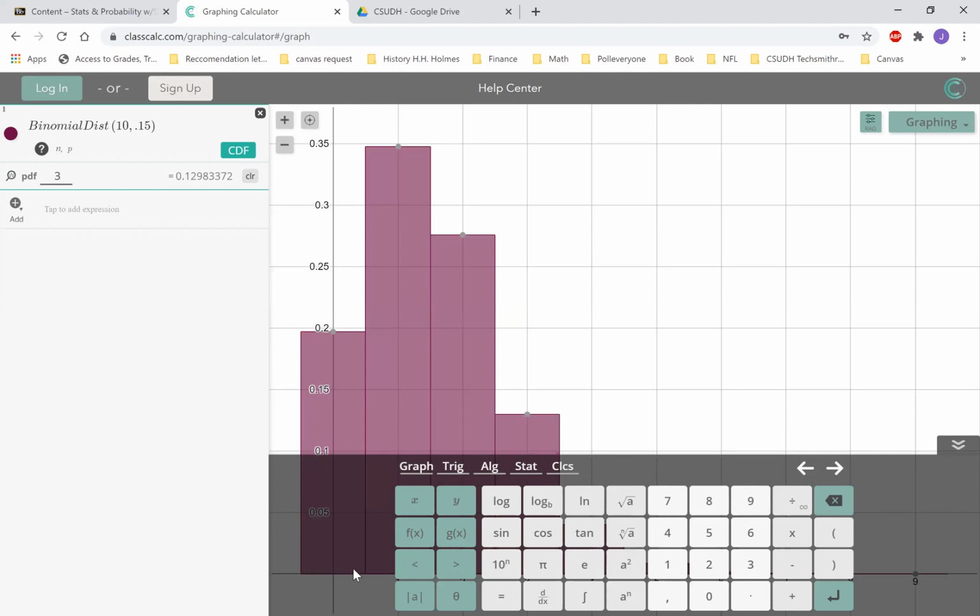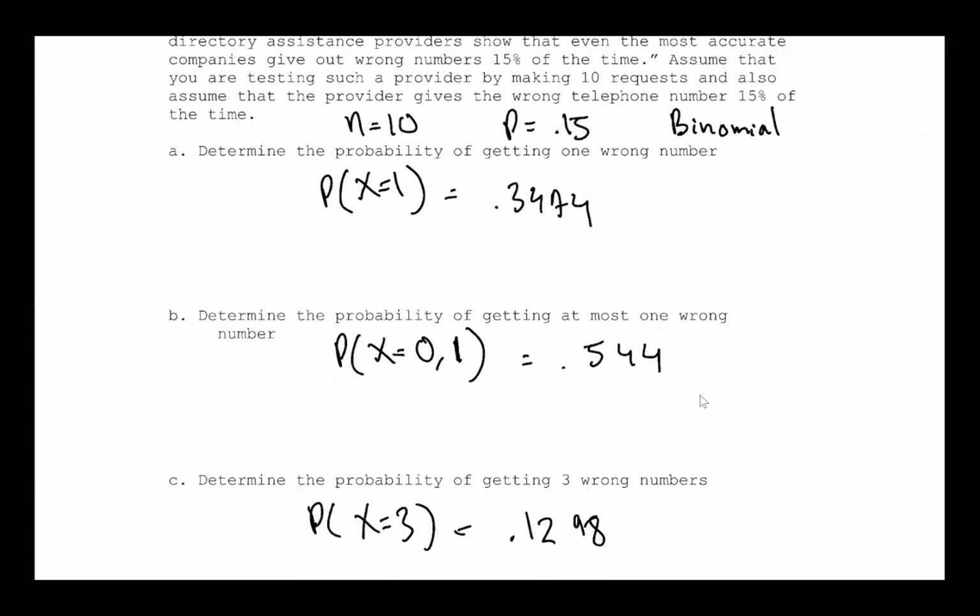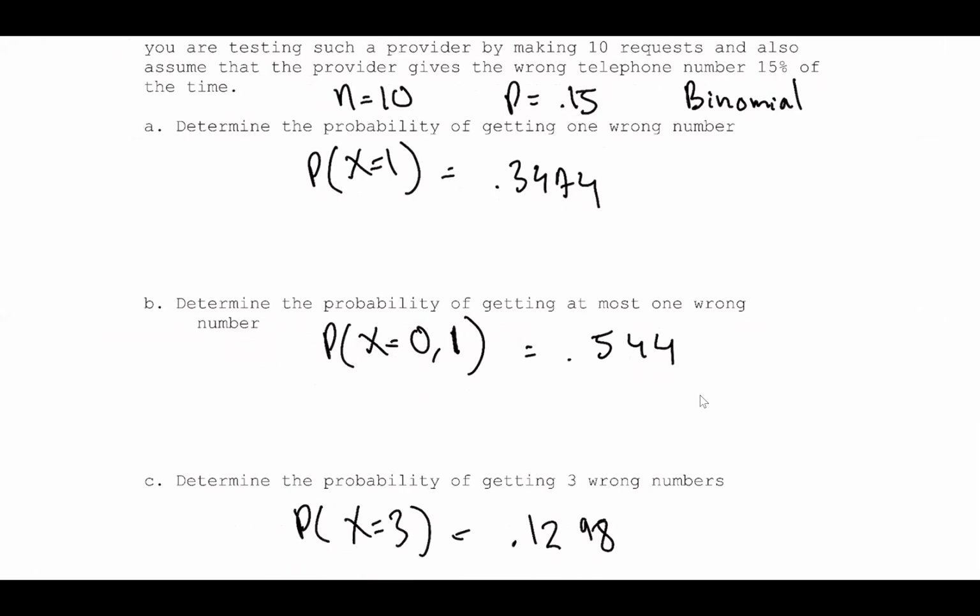Let me switch over so you can see the answers as I put them in. All right, so those are your answers. For part A, since we want it to be exactly 1, you should get 0.3474. For B, the probability of 0 and 1 will be 0.544. And lastly, the probability of getting 3 wrong numbers will be 0.1298. So that's it for that one. Any questions for the last problem?